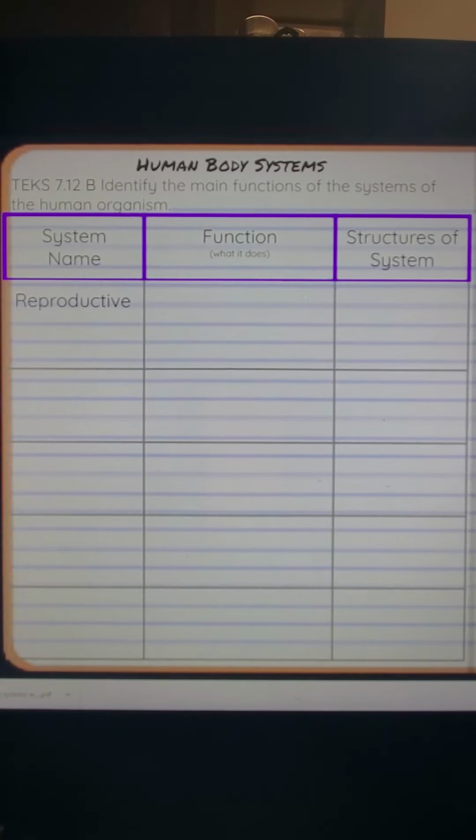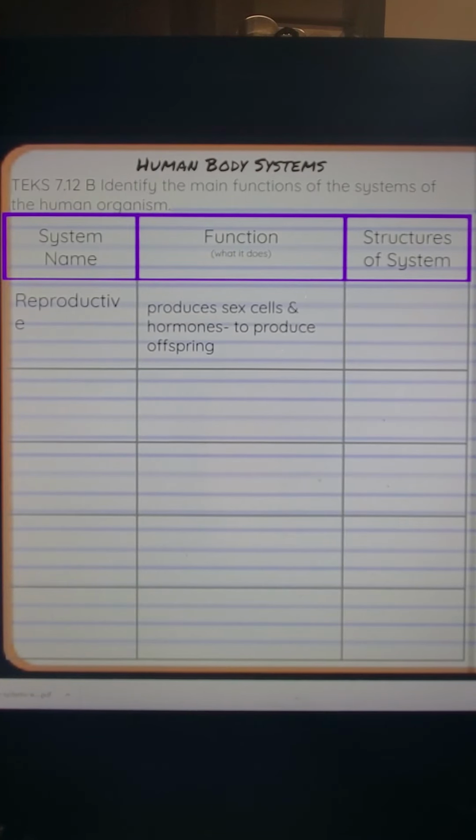The first system we're starting with is the reproductive system. And it makes sense. We just finished talking about genetics and heredity, and it is through the reproductive system that the genetic material is passed on. We talked about how the sperm and egg come together. That's called reproduction, and then pass the genes on. That's called heredity, and it's because of the reproductive system.